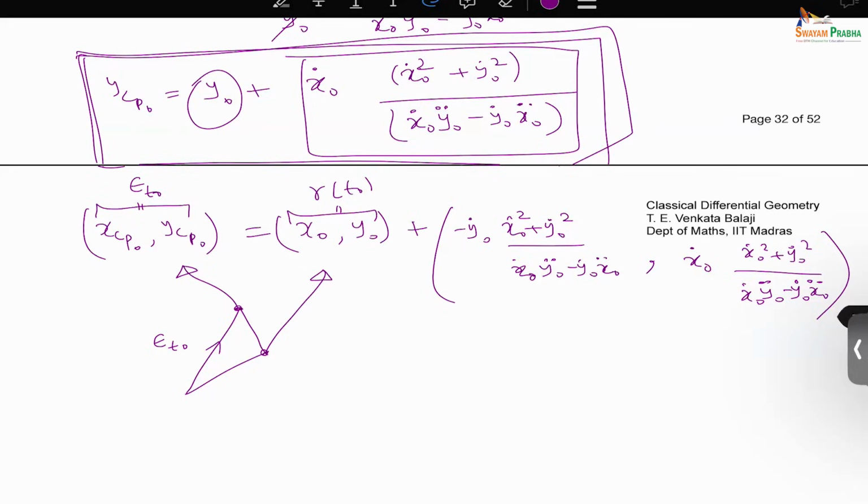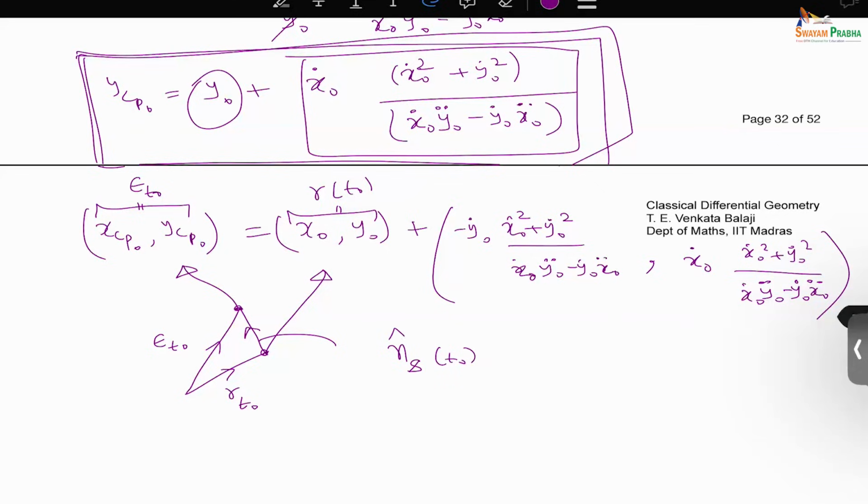If you write the vector as a pair of components, and then what is this fellow here? I am interested in this fellow. So this is gamma t naught, and this fellow here, I told you, is the signed unit normal times radius of curvature. So this fellow is going to be n_s. I will use subscript s to say signed unit normal at t naught.